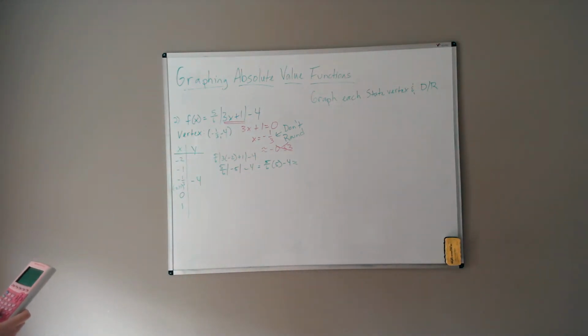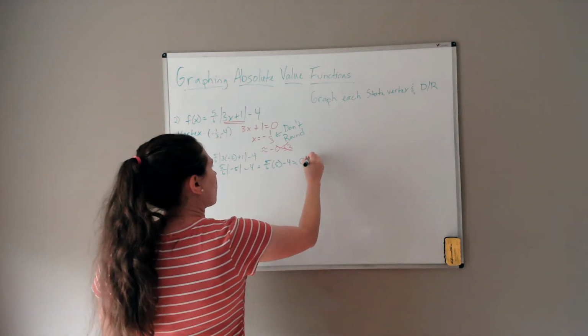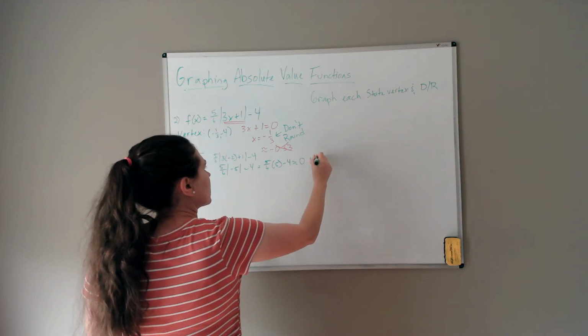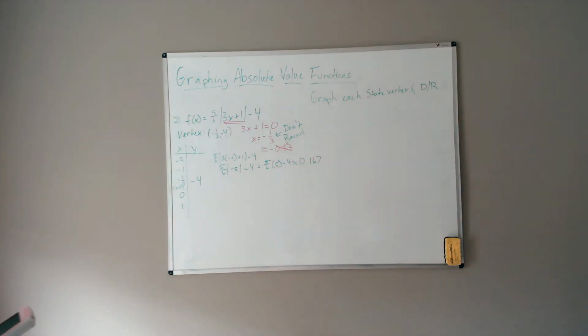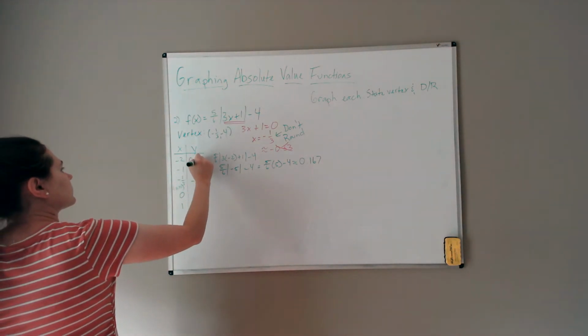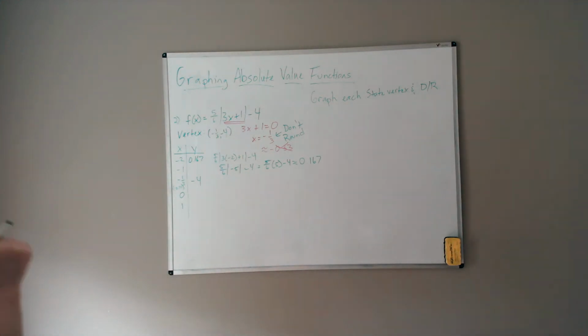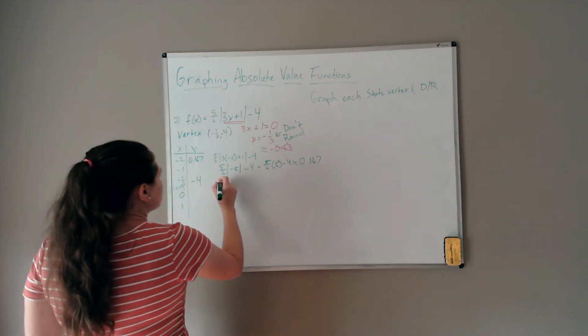So what is 5/6 times 5 minus 4 going to give us? 0.1667. So we could just say 0.167. Okay, so in your table of values, it is okay if you have rounded values. That's fine. Next, input negative 1.